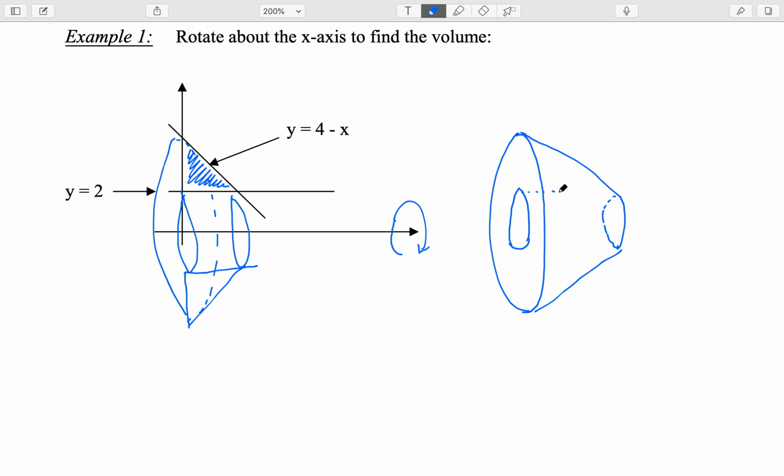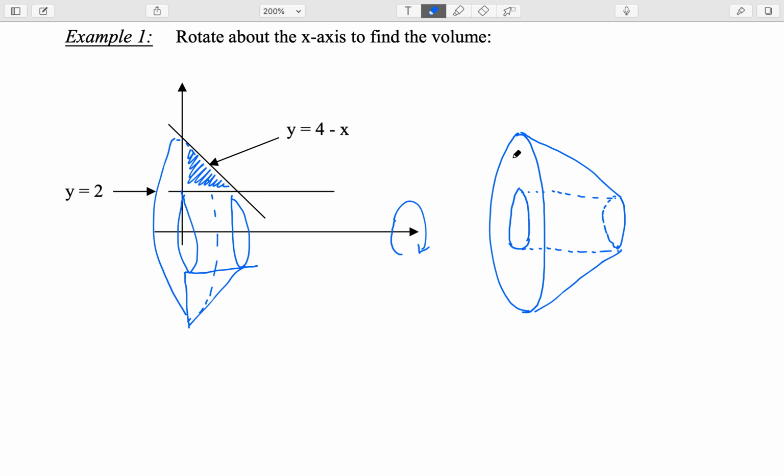So this thing is hollow in the center. It's going to be a shape kind of like this. I can see the base here, and I can see it's getting thinner and thinner. So this is kind of like a volcano. If you turn your head sideways, it's like a volcano that's been hollowed out.